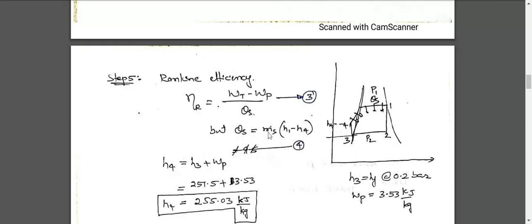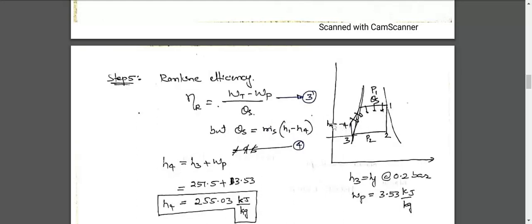Heat supplied is m dot s into H1 minus H4. The m dot s value is given as 9.5. H1 we have already taken from the data handbook at point number 1, that is dry steam, but H4 is not given, so you have to calculate H4. Dear students, just observe carefully.